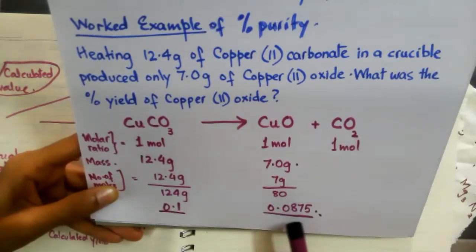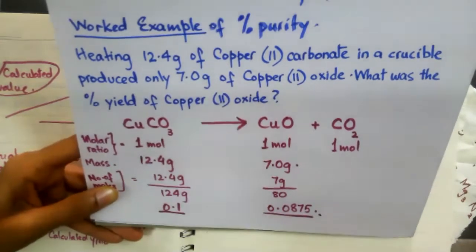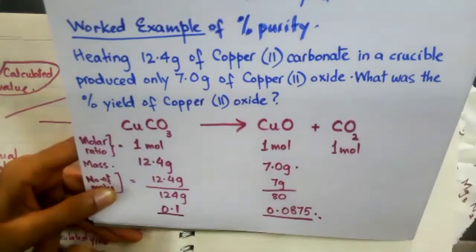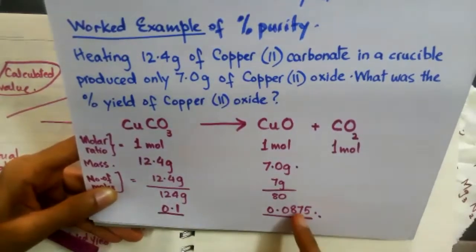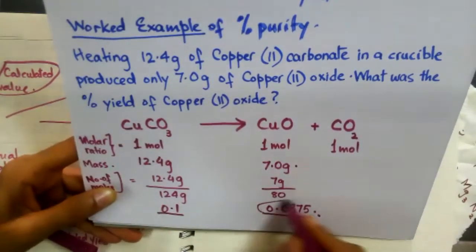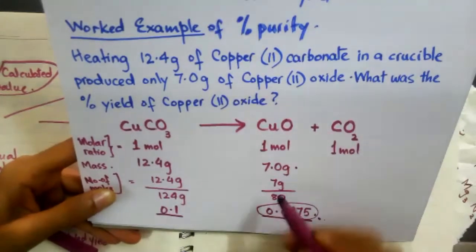It's 0.0875. So this is the actual value. This is the actual number of moles, when the mass is 7 grams.